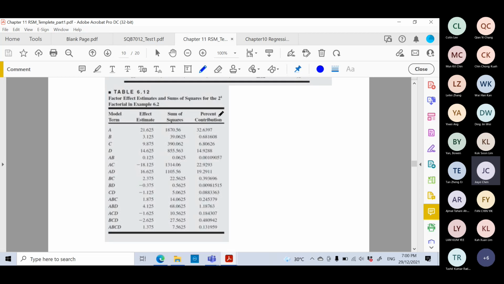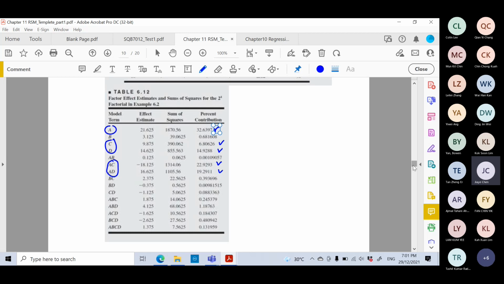From here we also want to know which one really contributes more to the sum of squares. If you observe the values here, the majority of them are nearly 1 or 0. Only this one is 32. The contribution of the sum of squares is 32. The contribution of D is 14, and this one is 6. And AC is 22. AD is 19. So these 5 are the main contributors. But anyway, we still cannot confirm it.